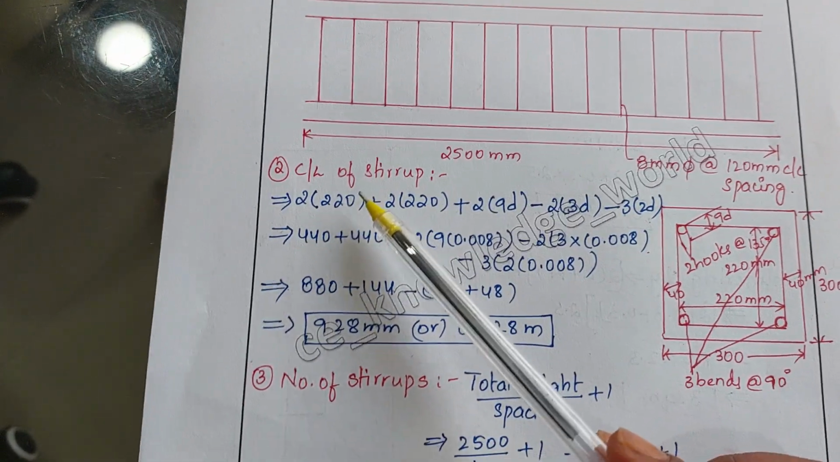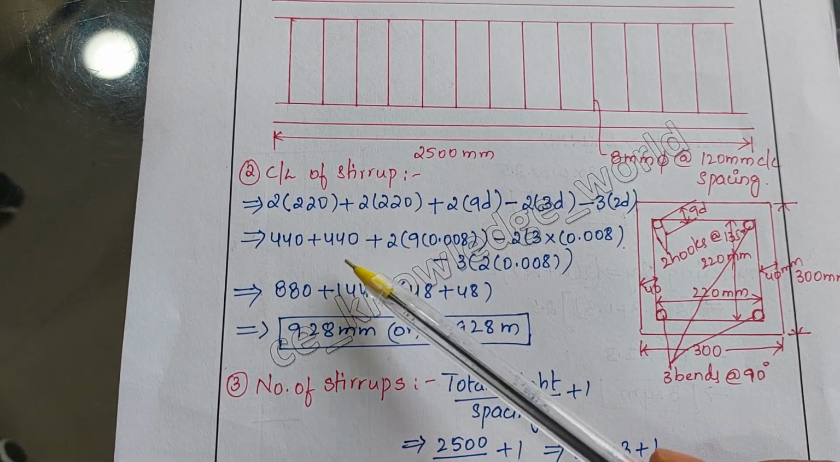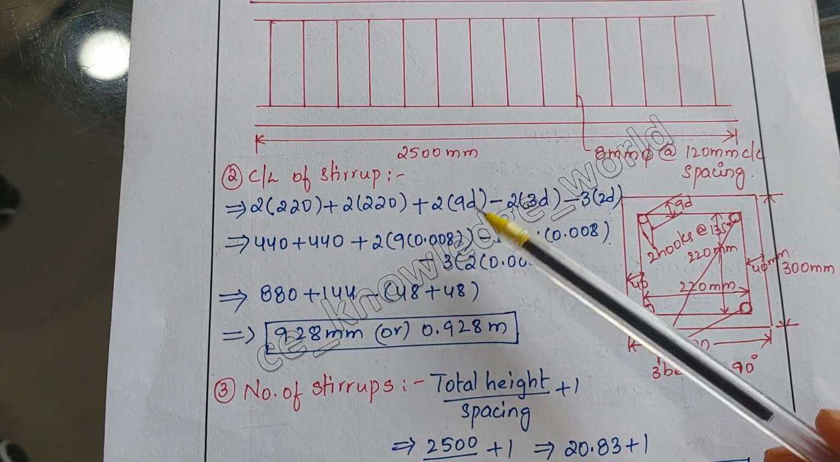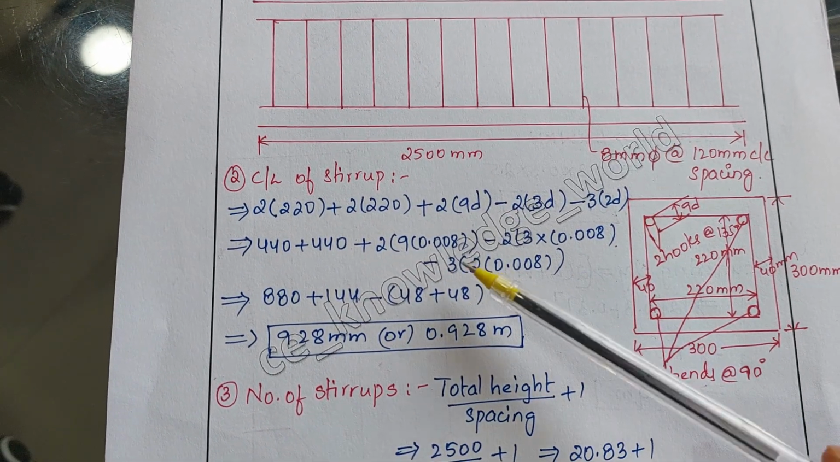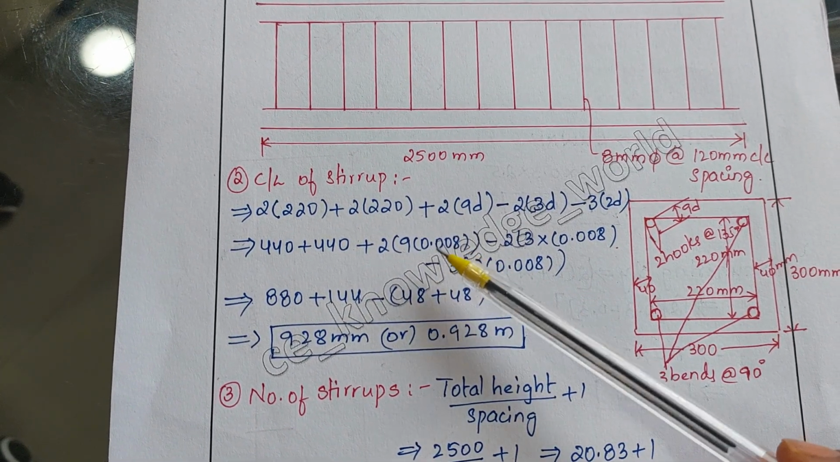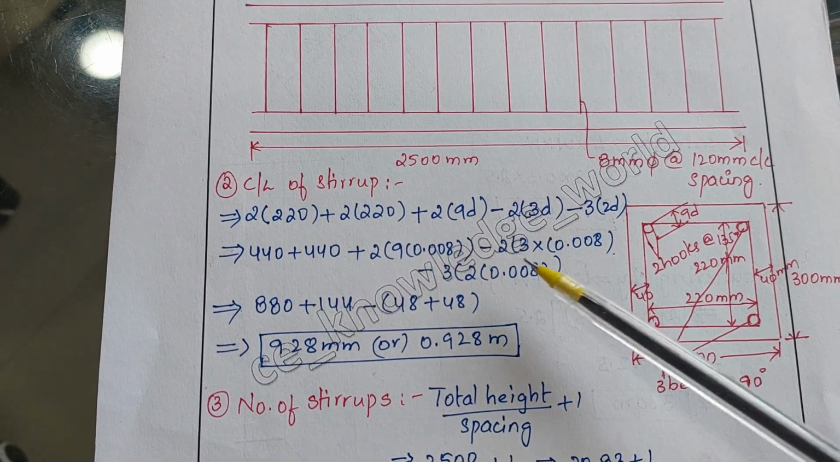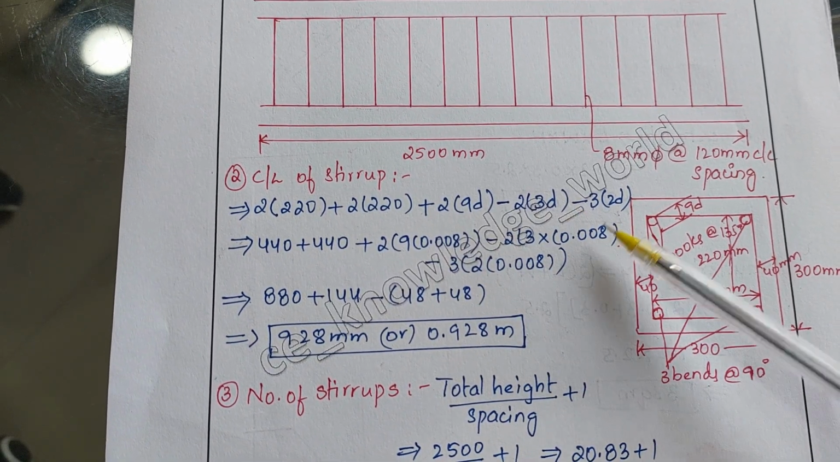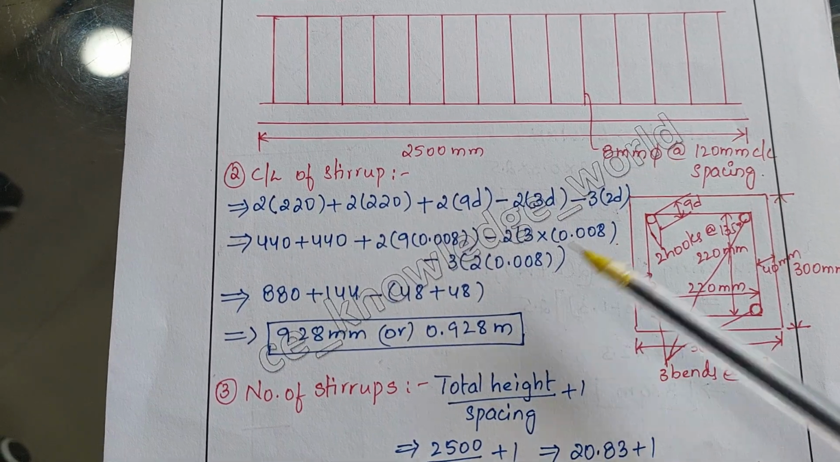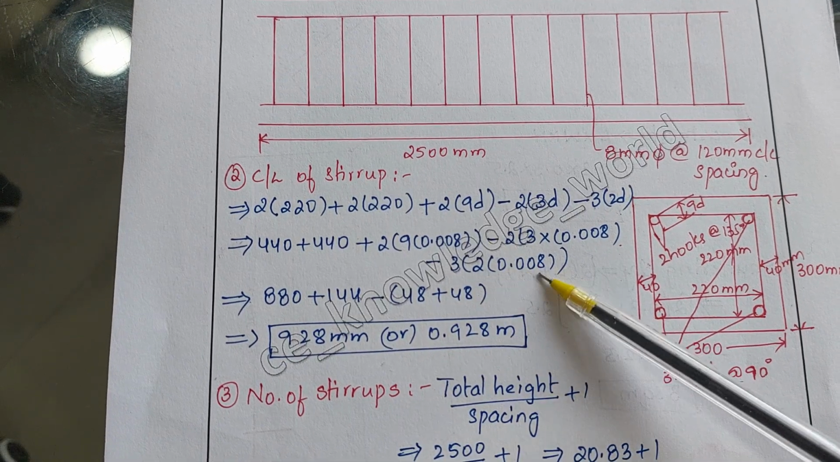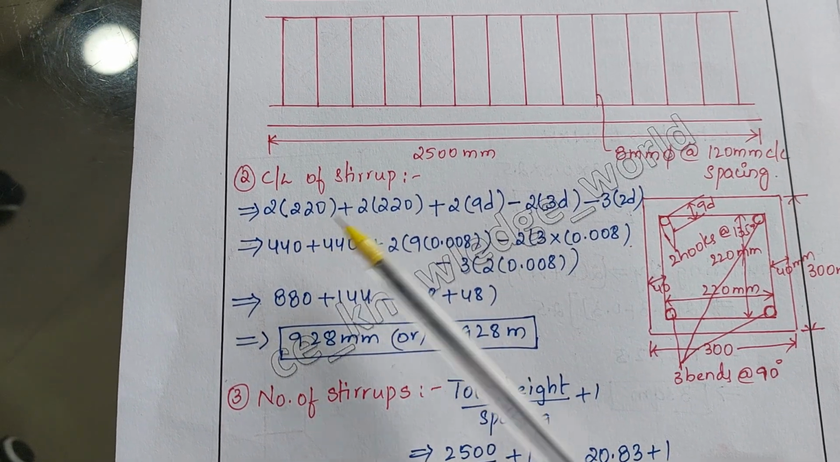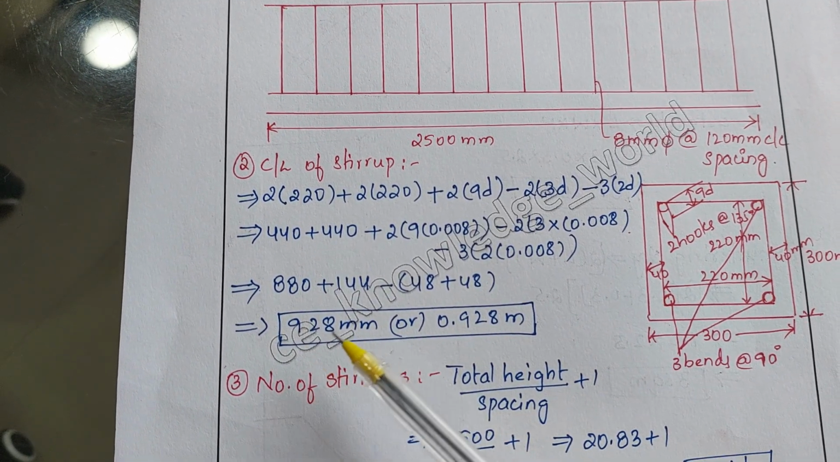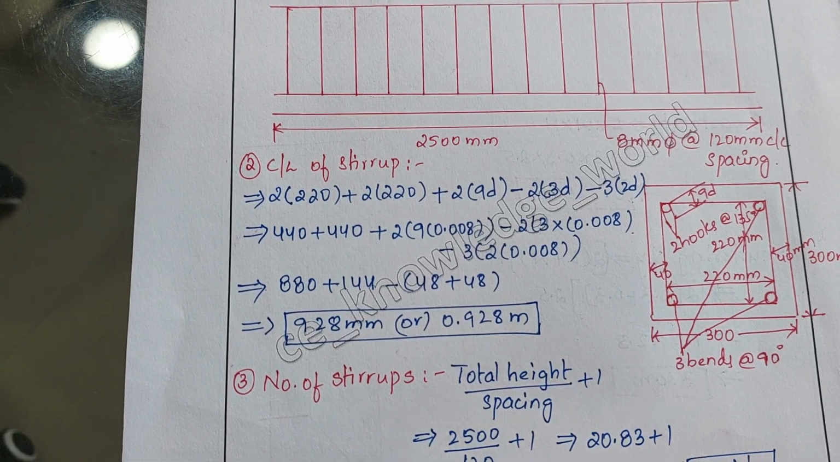So 2 into 220, which is 440, plus 2 into 220, 440, plus 2 into 90, and here 8 mm dia we are taking, so when converting into meter we will get 0.008 meters. So minus 2 into 3 into dia, again converting to meters, and minus 3 into 2 into 0.008. After calculating all this we will get 928 mm or 0.928 meters.